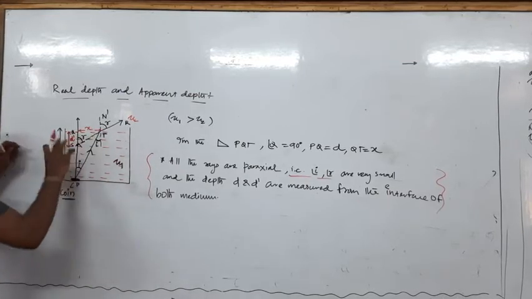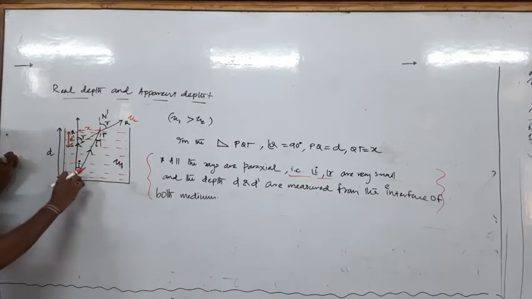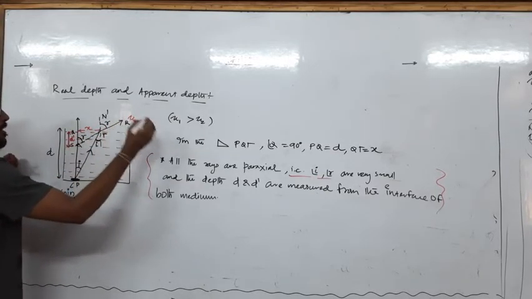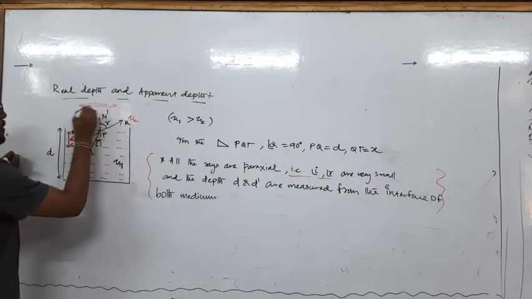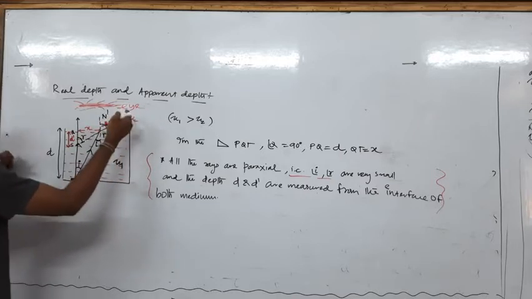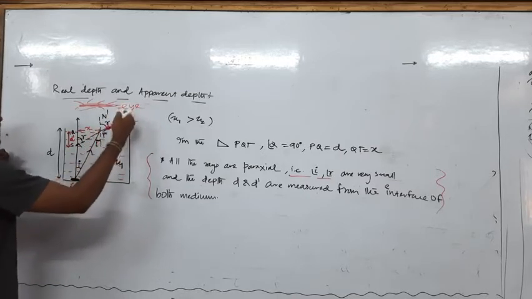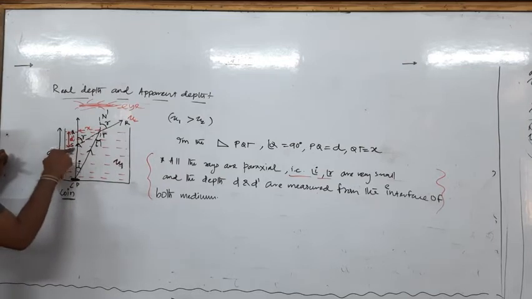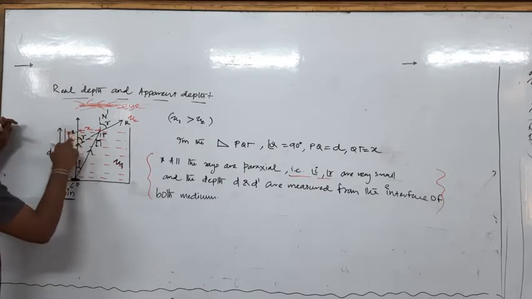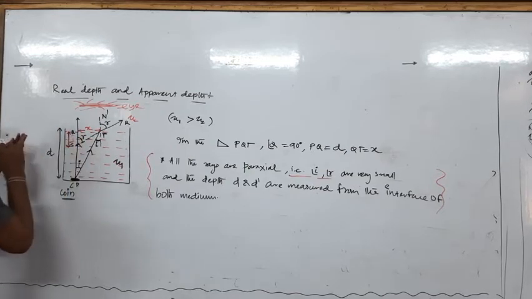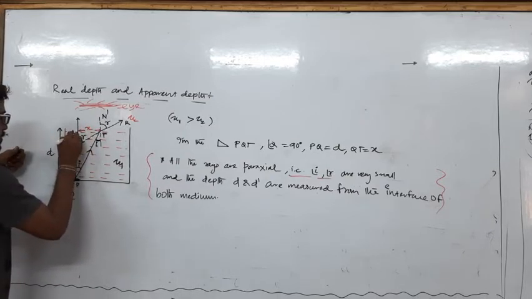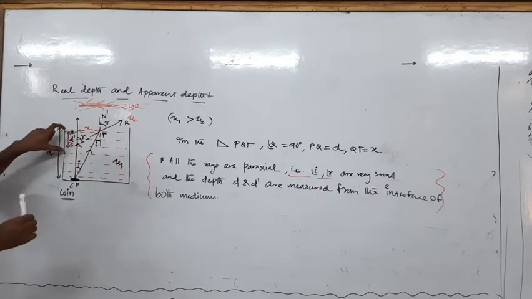So here the actual depth of the object or the coin is d, but as the light ray TR after refraction strikes the eye of an observer, this is the observer's eye, it will see the object at S, which is the image, and the depth of the image is d dash. Here the depth of the image is how much? D dash. Clear? So d dash is the apparent depth.